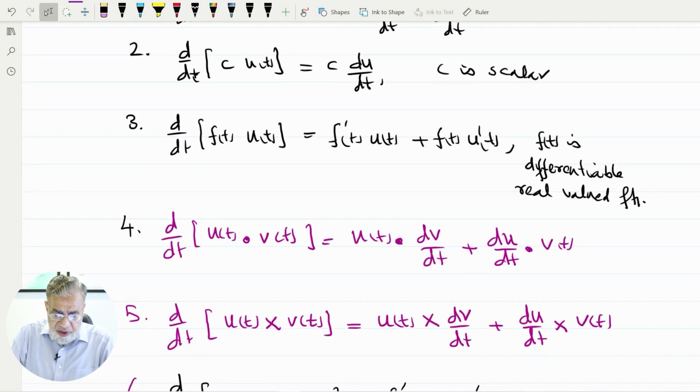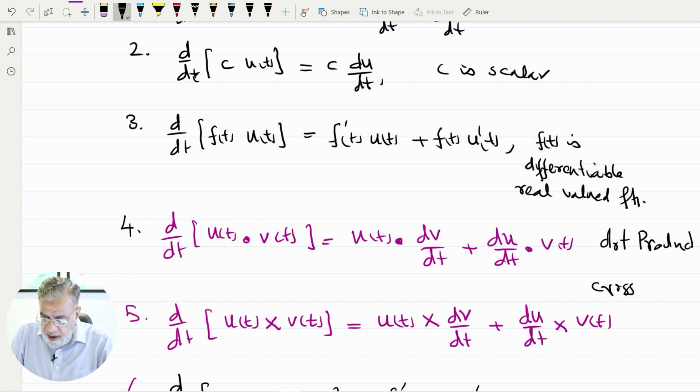Now next we are going to have the dot product and the cross product, and we try to find the rule for finding the derivative in this case, when we have the dot product and cross product of two functions.